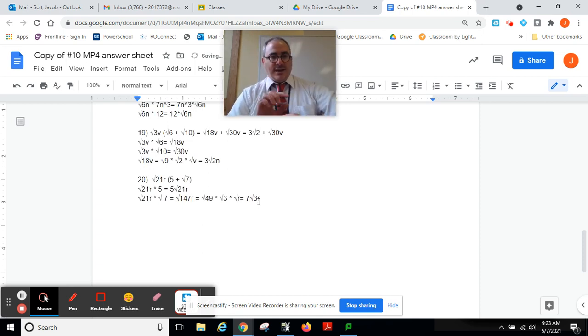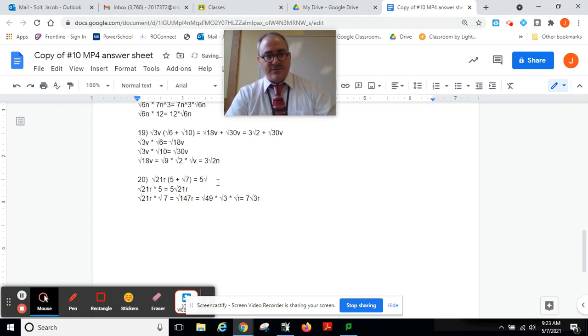I do have to get going now. Let me see if there are any perfect squares in 21. Does 4 work? No. Does 9 work? No. Does 16 work? No. So I think I'm done with 21. There's no simplifying there.